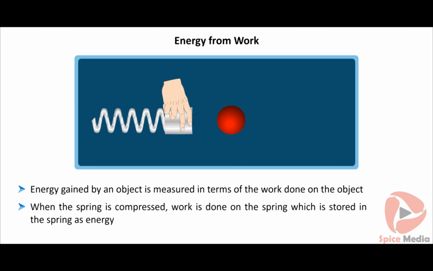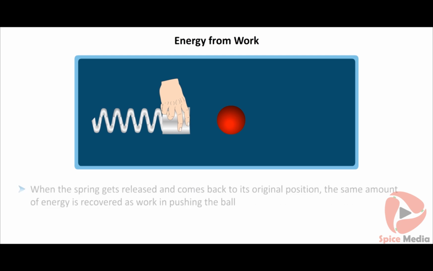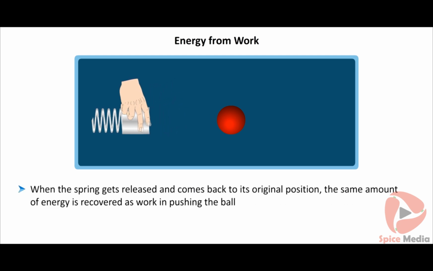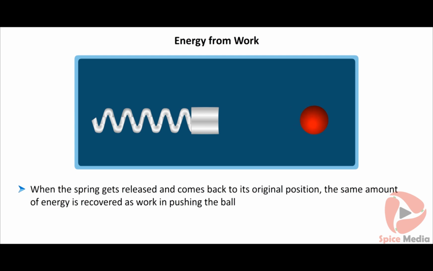Let us take an example of a compressed spring. In the compressed state, work is done on the spring, which is stored in the spring as energy. On the other hand, when the spring gets released and comes back to its original position, the same amount of energy is recovered as work in pushing the ball.